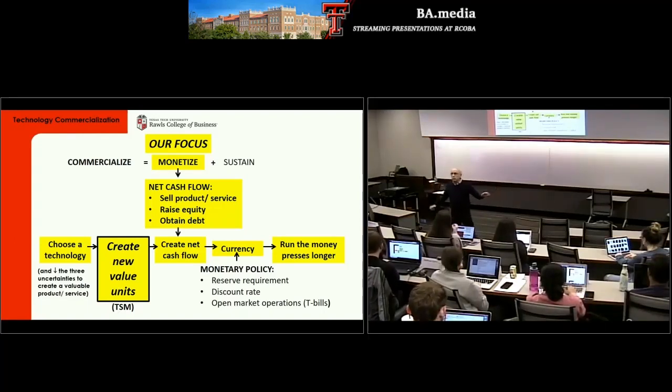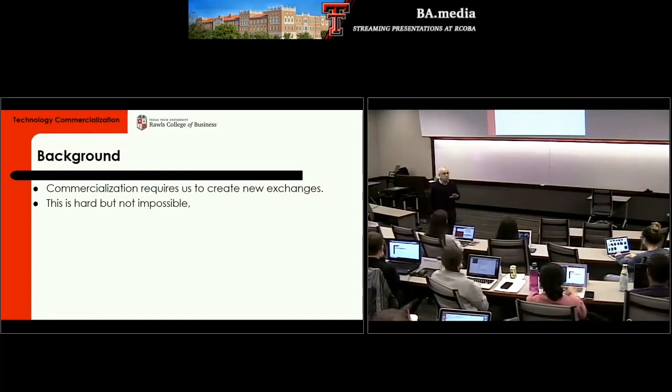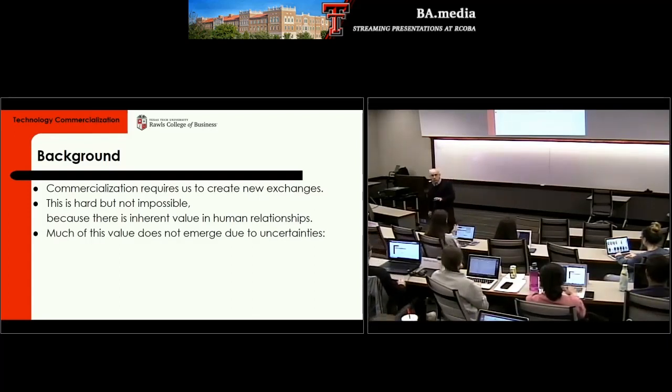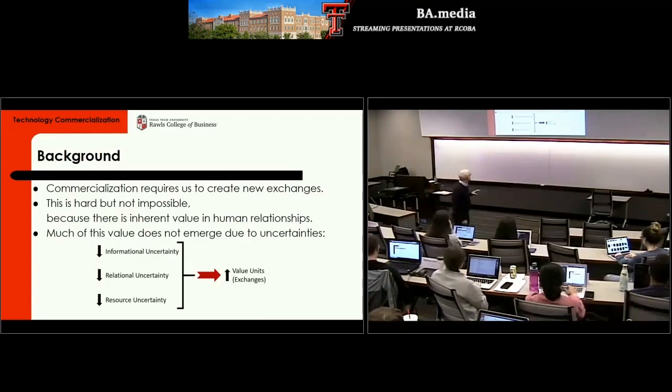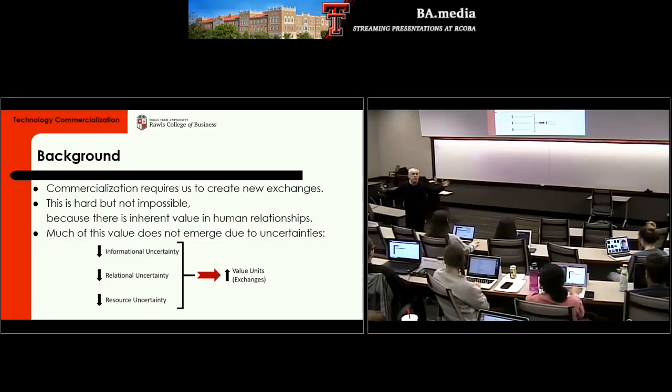Okay, so, yellow brick road. Here's the background. Commercialization requires us to create new exchanges. It's hard, but it's not impossible. But it is an unstructured problem. Because there's inherent value in human relationships, and much of the value doesn't emerge due to uncertainties, what we do is structure the unstructured relationship. Like there's value just driving up and down the street, and all the people are just out there, and a lot of it's just not emerging.